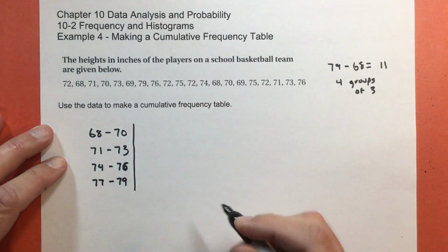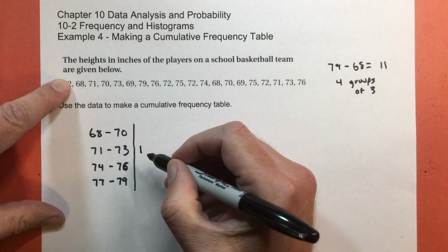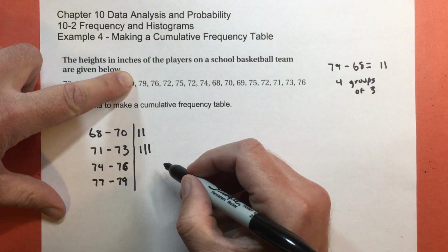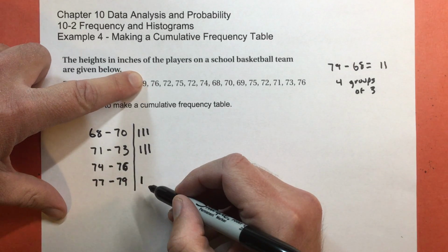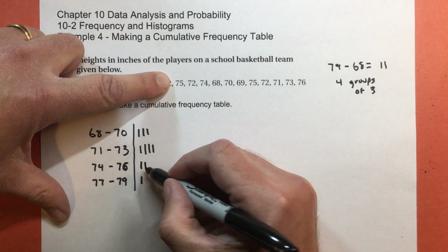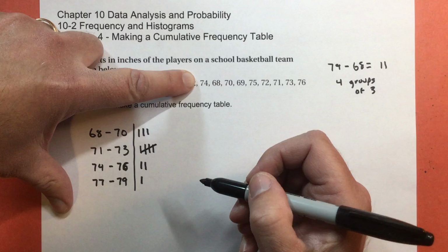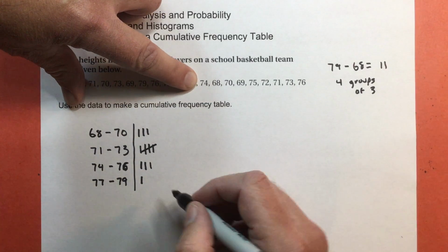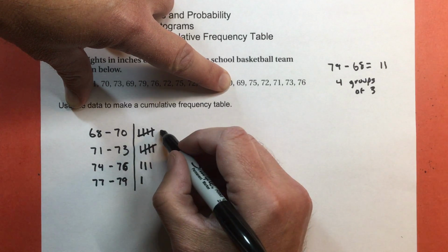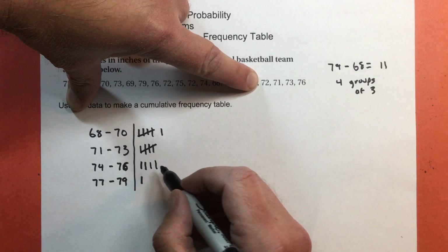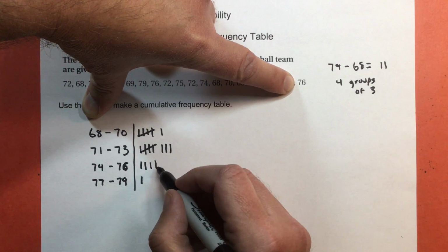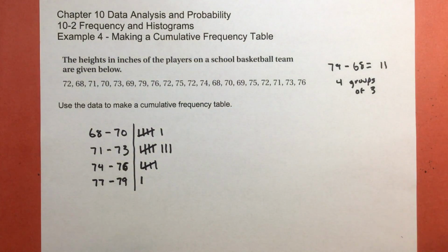Now I'm going to do my tally marks. 72 would fall into here. 68 would be here, 71 would be here, 70, 73, 69, 79, 76, 72 would be right here, 75, 72, draw the line for 5, 74, 68, 70, 69 would be here again, 75, 72, 71, 73, and 76.